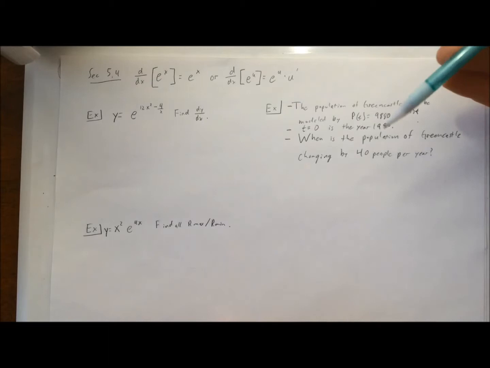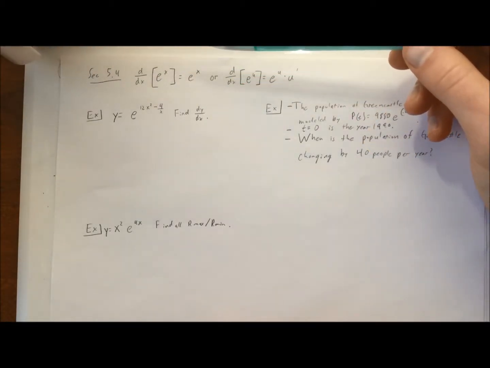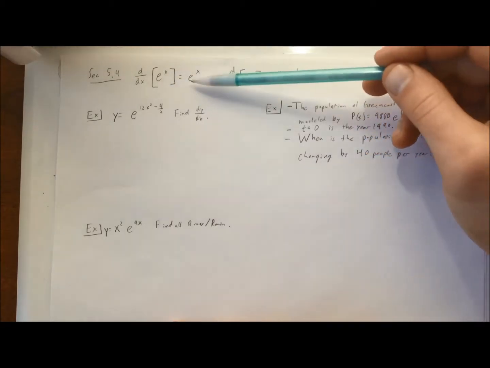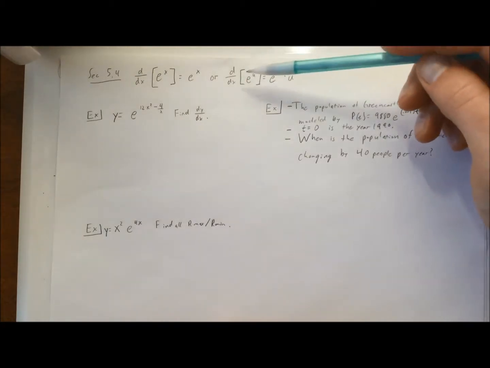Section 5.4, finding the derivative of e to the x. This, of course, is the inverse of the natural log of x. The derivative of e to the x is e to the x. Oh my gosh, it's that easy? It really is. Or you can think of it this way.